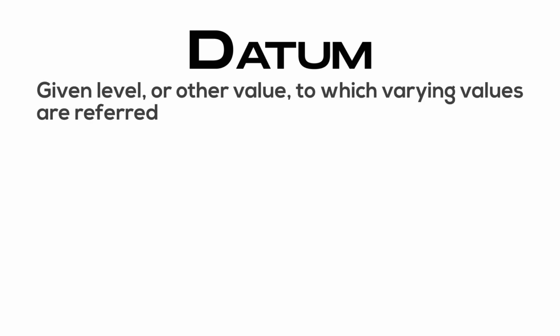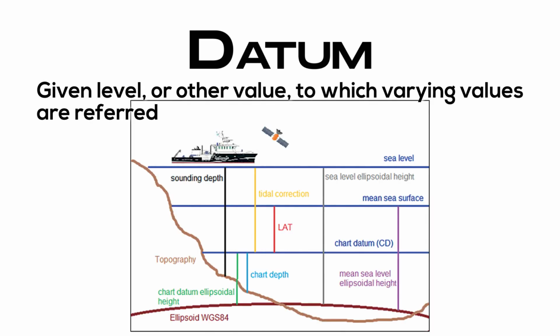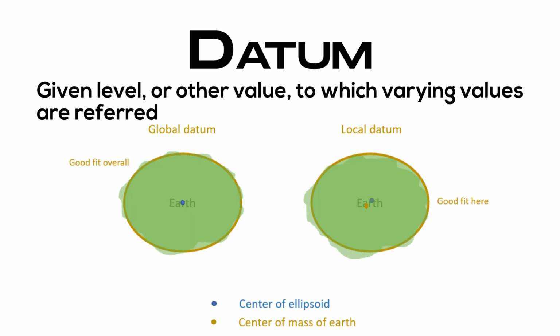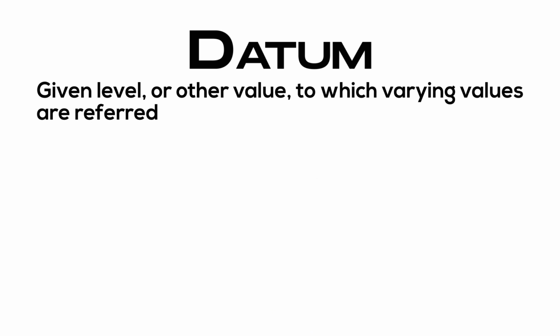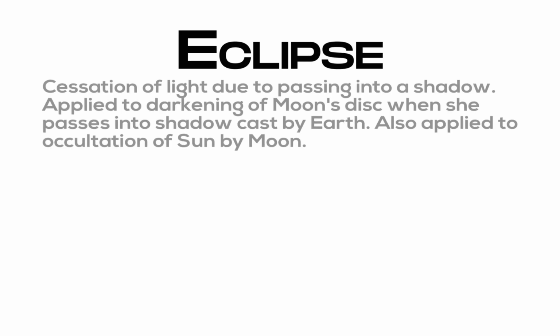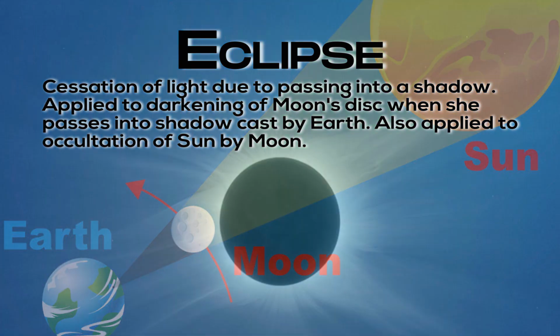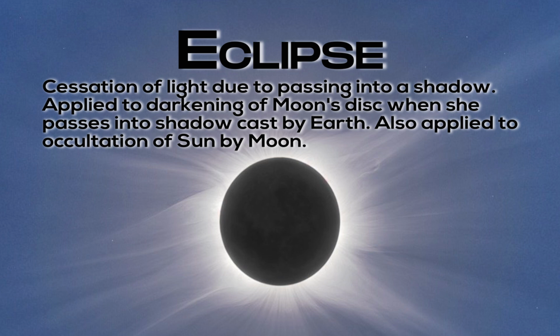Datum. Given level or other value, to which varying values are referred. Eclipse. Cessation of light due to passing into a shadow. Applied to darkening of moon's disk when she passes into shadow cast by Earth. Also applied to occultation of sun by moon.